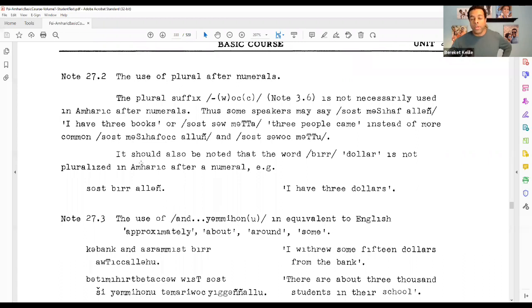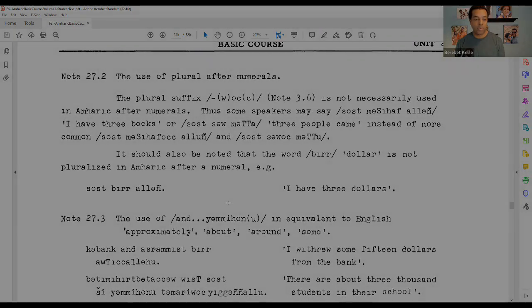One other note is that the word bur, which means dollar, is not pluralized in Amharic after a numeral. You will see in the example, sost bur alin, I have $3, and the bur stays in the singular form. And that's it for 27.2.